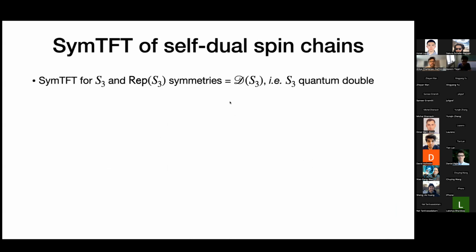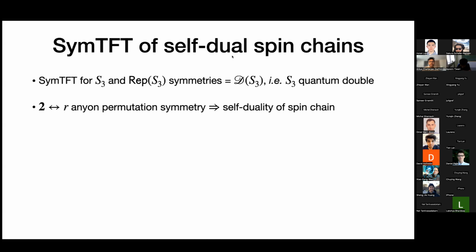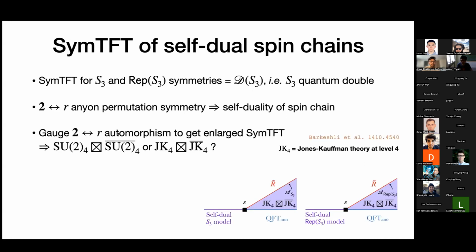Okay, great. So if you're just considering the S3 and the Rep S3 symmetries, the SimTFT description is of this S3 quantum double. But you may ask, what is the enlarged symmetry when you're on the self-dual manifold of parameters? From the SimTFT language, the S3 quantum double has some anyon permutation symmetry, and from the interpretation of this higher dimensional bulk, we expect that anyon permutation symmetry is related to the self-duality of the spin chain. So if you want to get the SimTFT of the self-dual spin chains, you want to gauge this automorphism.